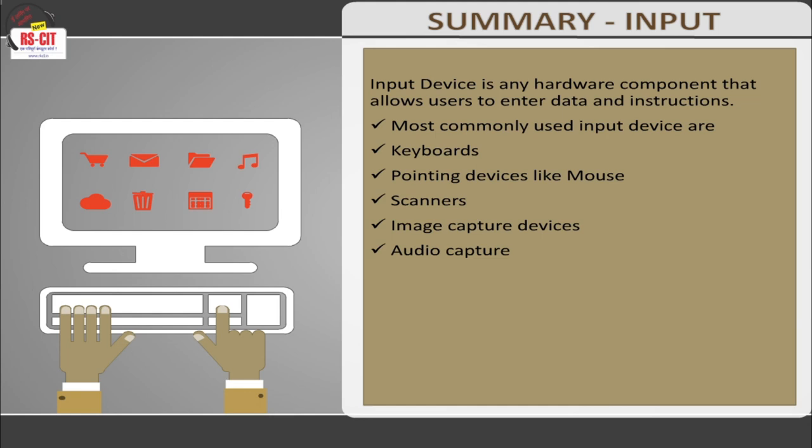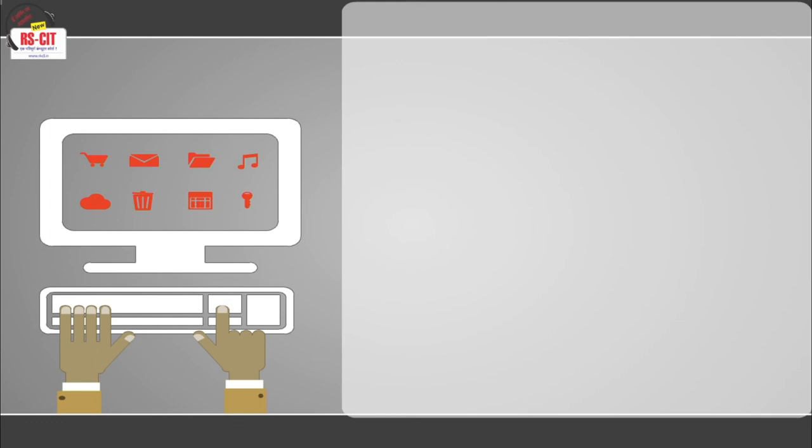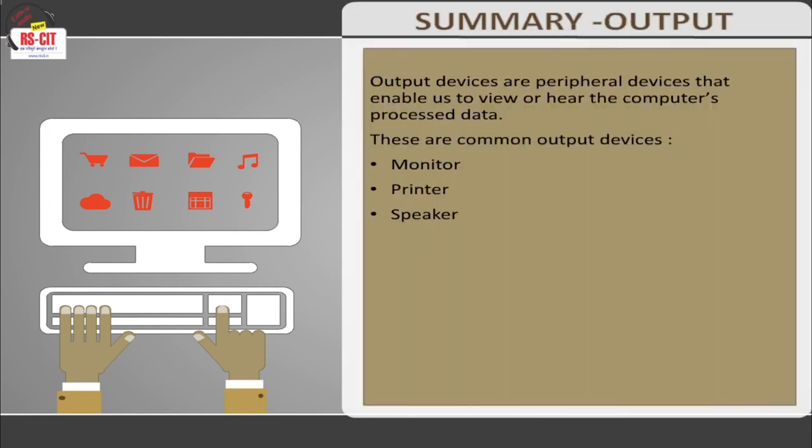Input device is any hardware component that allows users to enter data and instructions. Most commonly used input devices are keyboards, pointing devices like mouse, scanners, image capture devices, and audio capture devices. Output devices are peripheral devices that enable us to view or hear the computer's processed data. These are common output devices like monitor, printer, and speaker.